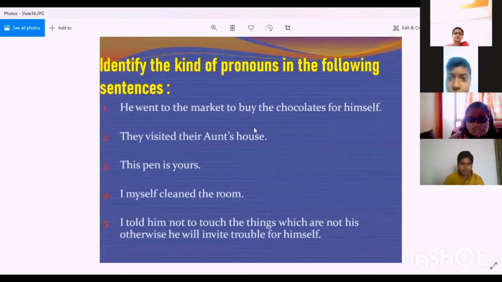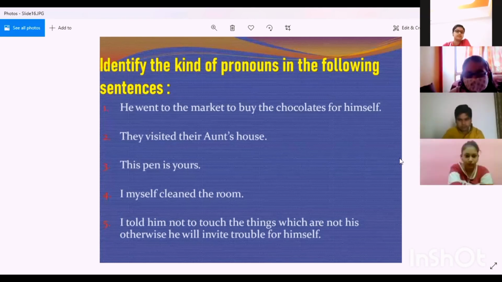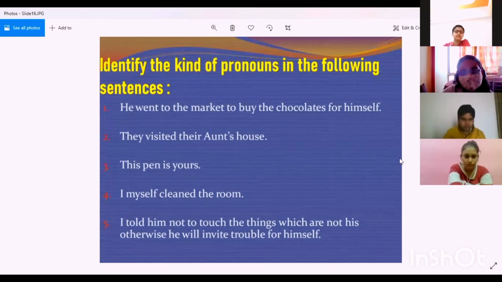Moving on to the next one. They visited their aunt's house. Anushka Sengupta. Ma'am, they is demons... No, ma'am. Sorry, ma'am. Ma'am, they is the personal pronoun, and myself is the possessive pronoun.